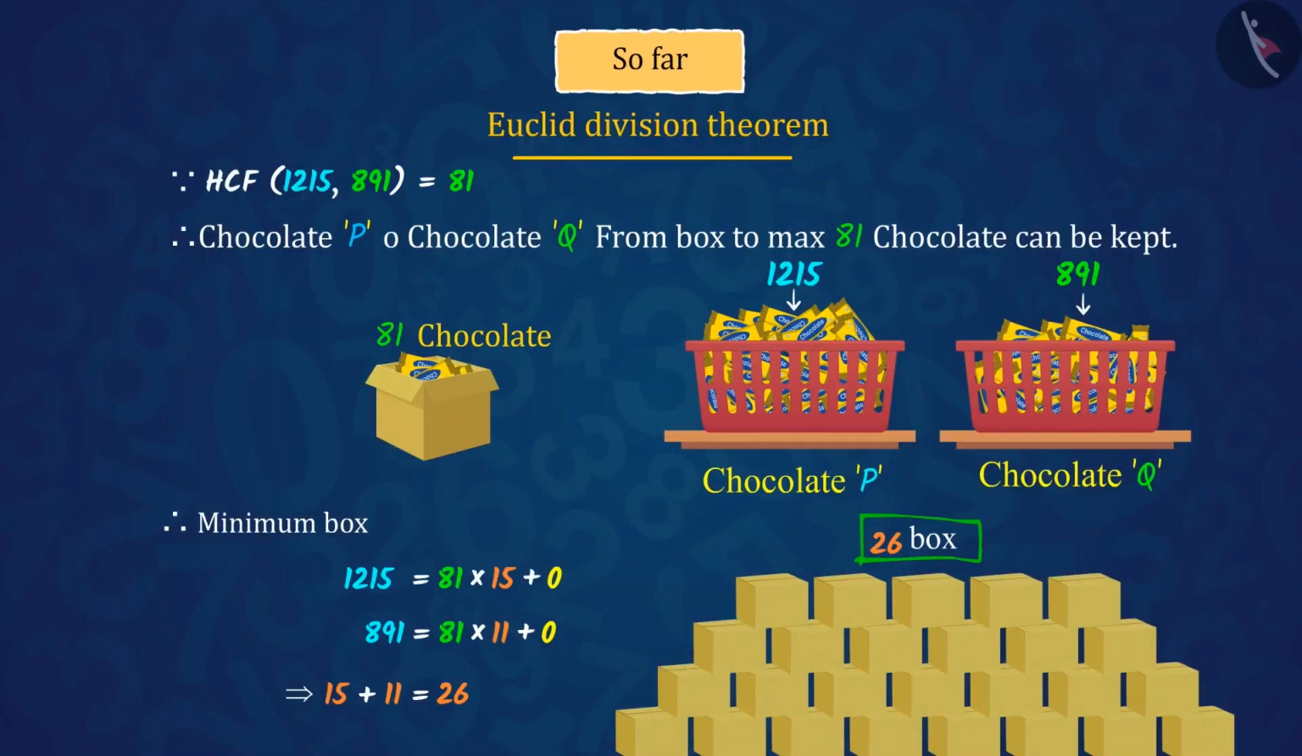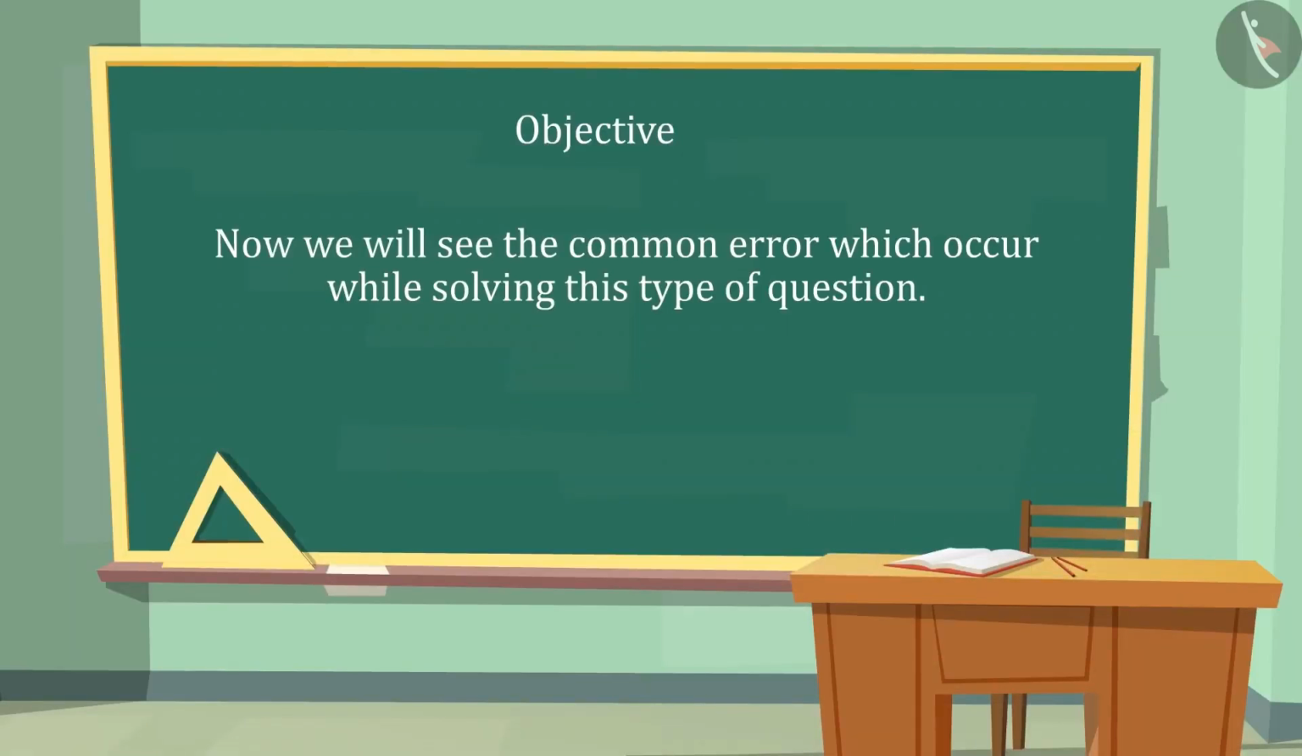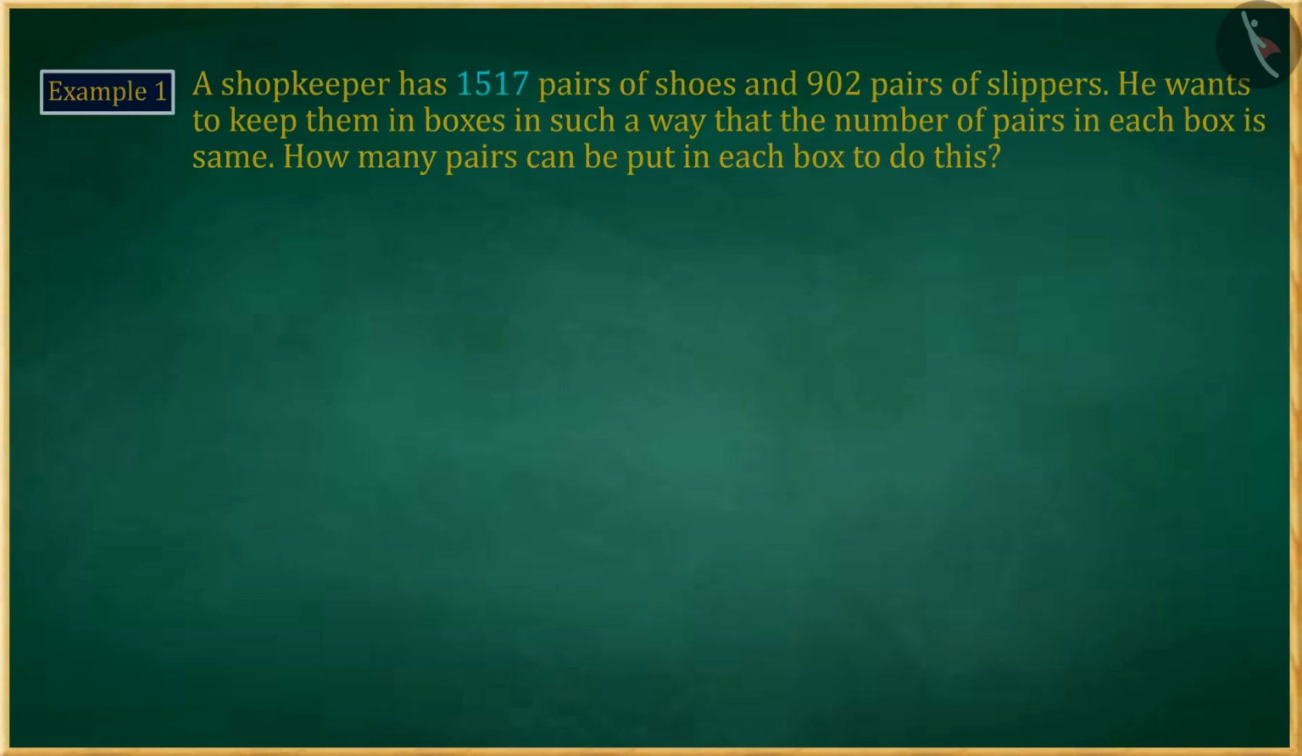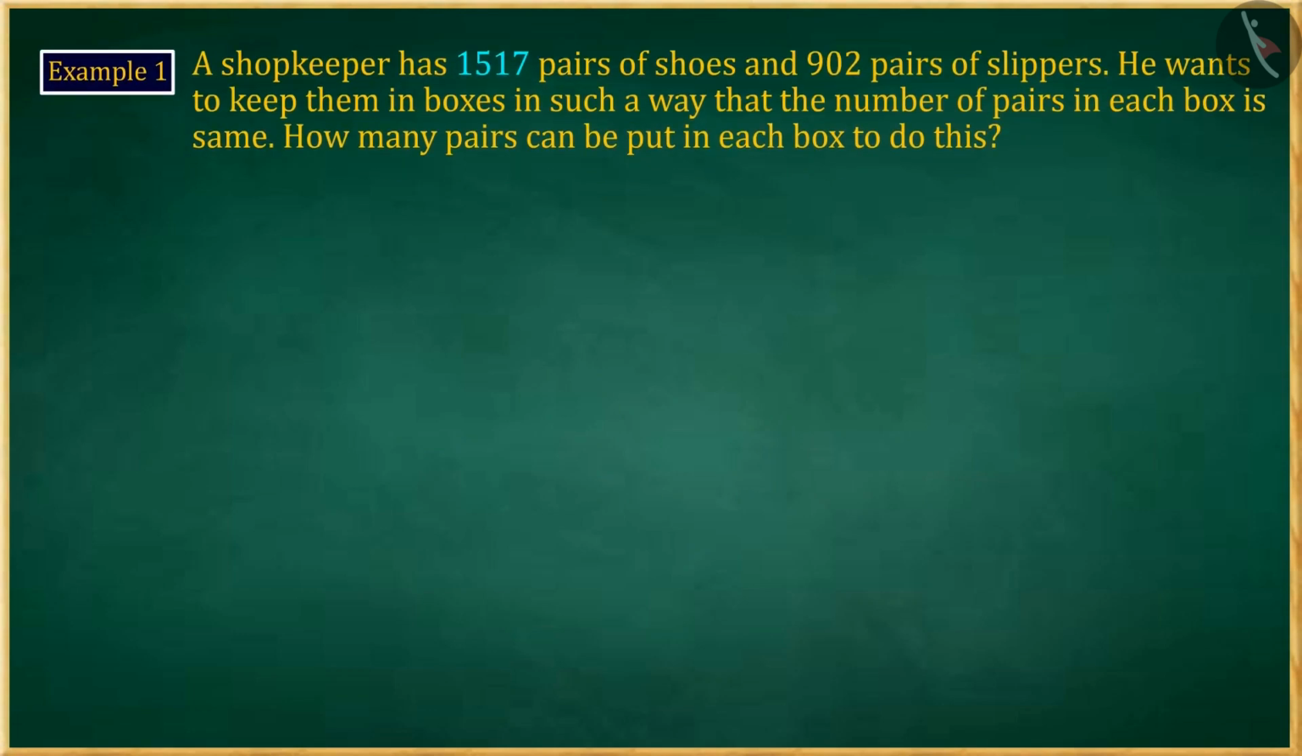In the previous video, we saw an example based on Euclid's division lemma. Now we will see the common errors which occur while solving these types of questions. Example 1. A shopkeeper has 1,517 pairs of shoes and 902 pairs of slippers. He wants to keep them in boxes in such a way that the number of pairs of each type of footwear remains equal. How many pairs can be put in each box to do this?